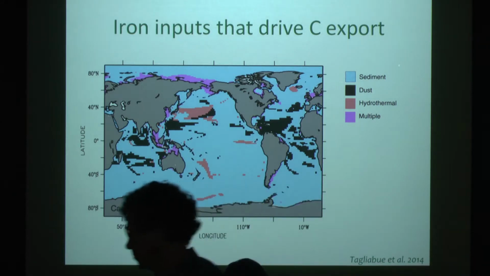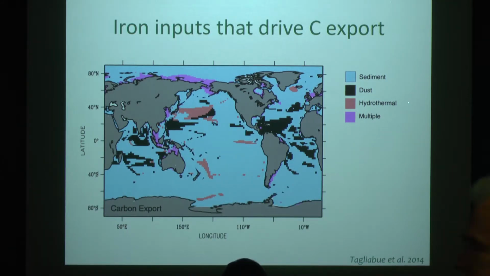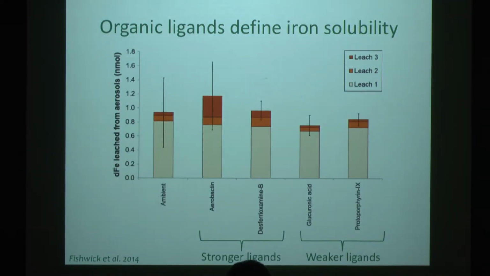So we have different colored boxes: sediments, dust, hydrothermal, and a combination thereof, noted as multiple. All of these sources of iron are particulate. They're not dissolved sources of iron, they're particulate sources of iron. Particulate iron will, like particles do in the ocean, sink out. The phytoplankton live in the surface ocean. They need dissolved nutrients and micronutrients generally to grow. So this is where organic ligands come in. They decide how much of that particulate iron gets into the soluble phase.